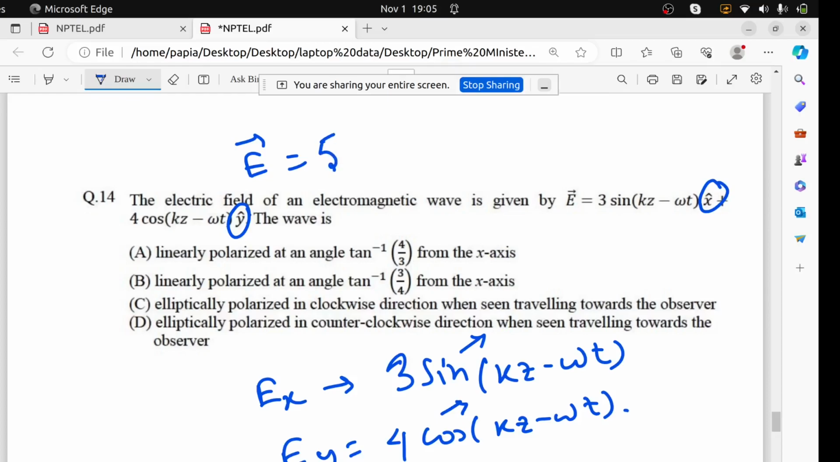Ma'am, how do you determine in which direction it will be elliptically polarized? Yeah, that is the main question in options C and D. Both C and D are written as elliptically polarized. That means in our case also we are getting that it is elliptically polarized. But the main thing is what is the direction? Because you can see here C is clockwise direction and D is counterclockwise direction. We need to check which direction this wave is, right?